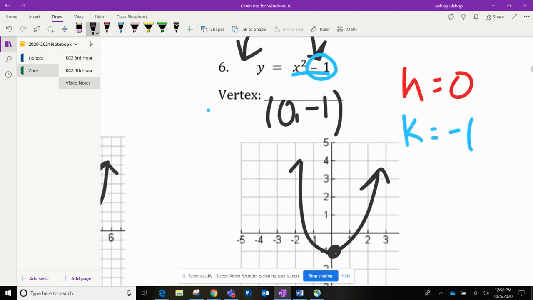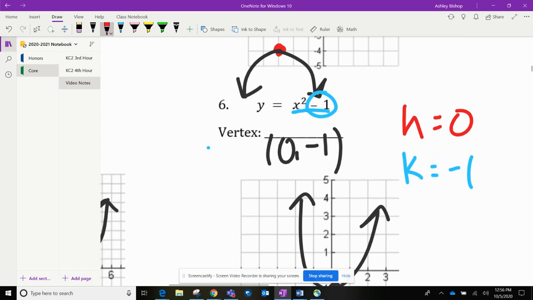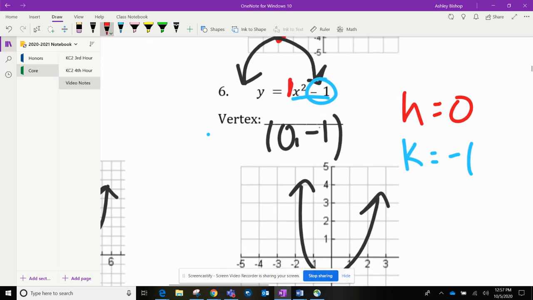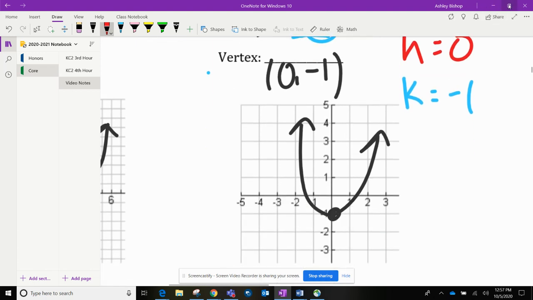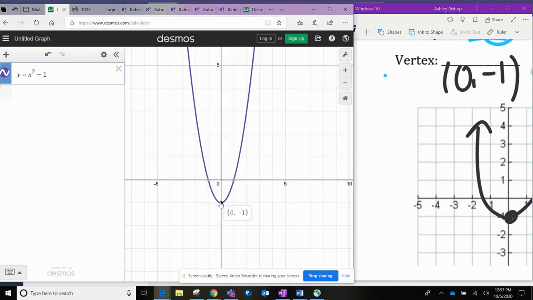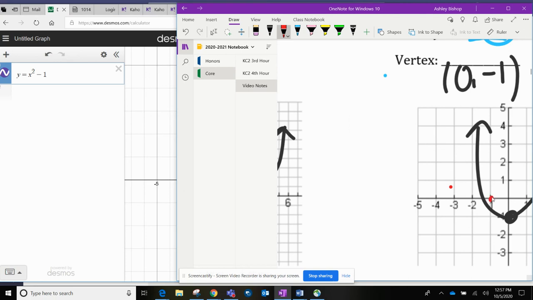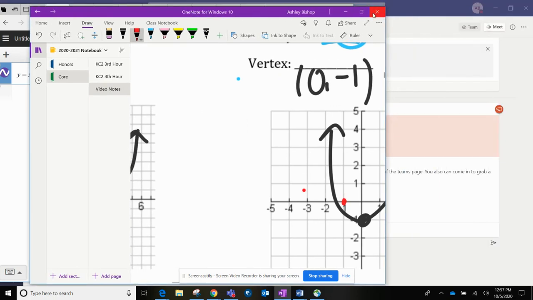It opens up because, again, the number all the way in front of my equation will tell me. And if there is no number in front of your equation, there's a 1, and that's a positive 1, and it opens up. I would also use the calculator to double check your points. Sometimes we forget 0 comma -1. Sometimes you'll put it over here, but double check where you put it.